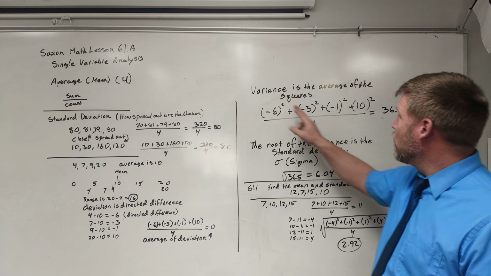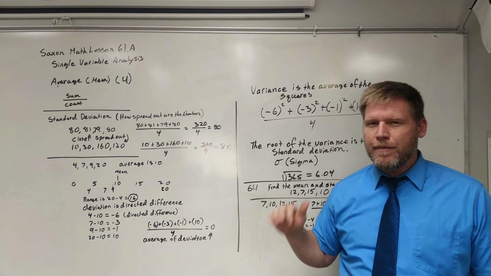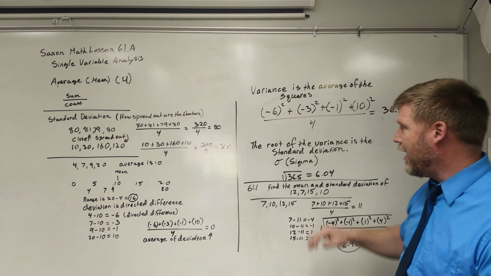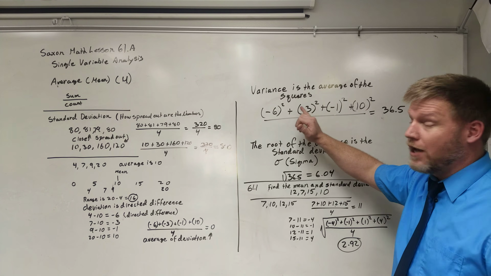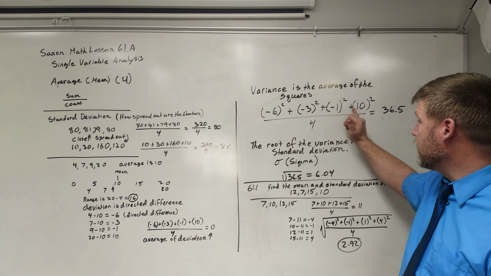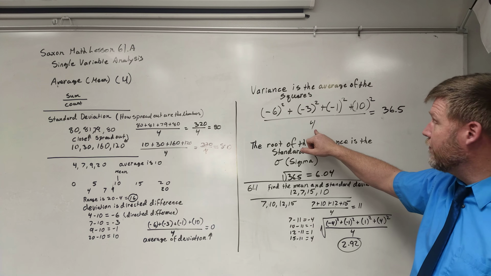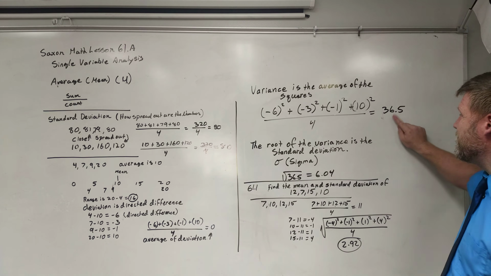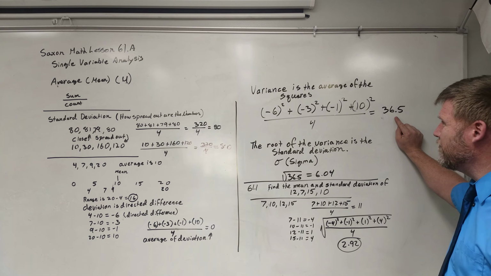And once again, we're going to average the sum of the squares. So how do I average? Average the squares. I'm going to sum them, plus, plus, plus, right? And I'm going to divide by 4, because there's 4 of them. That's going to give me a variance of 36.5.